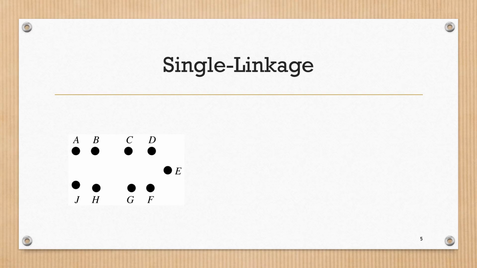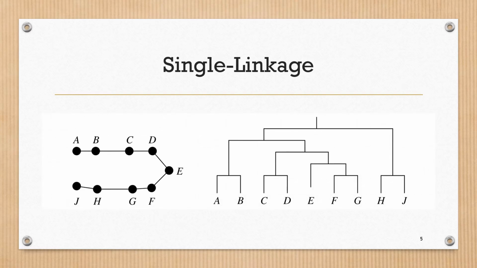When applying single linkage measure on clustering, the minimum distance is used. As you can see from the hierarchical tree on the right, objects A and B are grouped. Objects C and D are grouped. Objects F and G are grouped. Objects H and J are grouped.